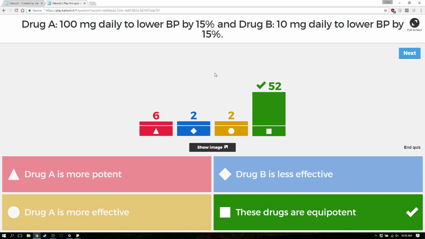You can't say that based off the information that we have, right? If you were to increase the doses, you may see that drug B tops out before drug A does, but at least at these doses they're going to be equipotent. And then drug A is more effective. Again, we can't really say that based on what information we have here.